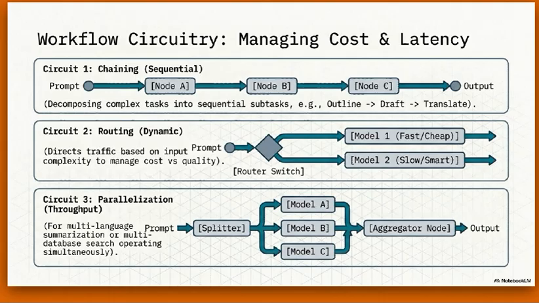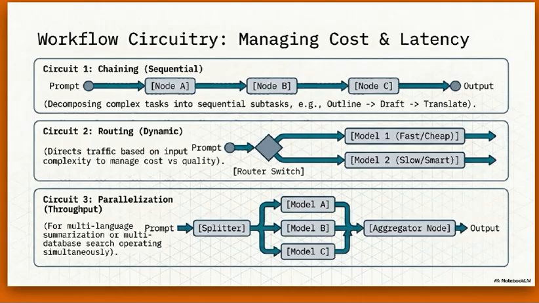So by dynamically tiering the compute, you reserve your expensive infrastructure strictly for the edge cases that actually require it. That vastly lowers your aggregate transaction costs across millions of users. It is the ultimate architectural hack for the trilemma. So what does this all mean for the final workflow? Circuit 3 is parallelization for throughput.